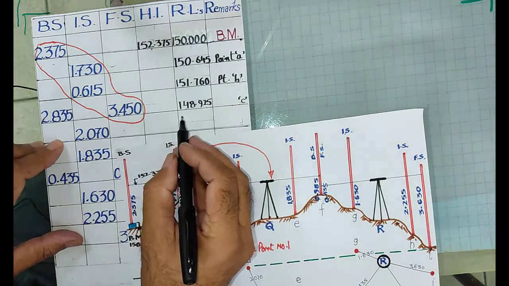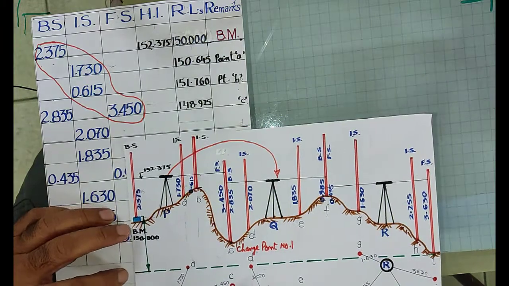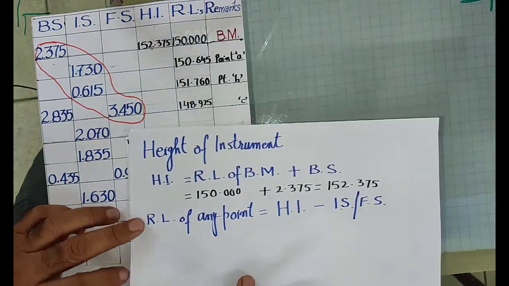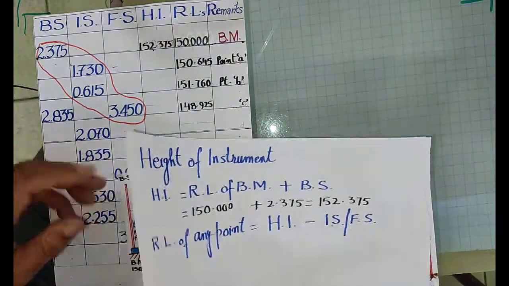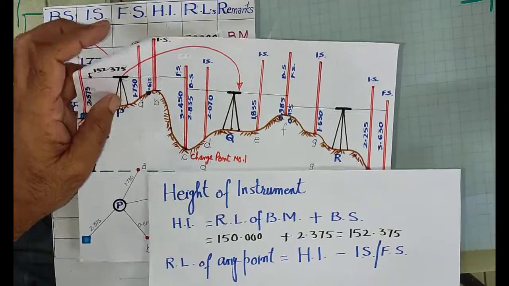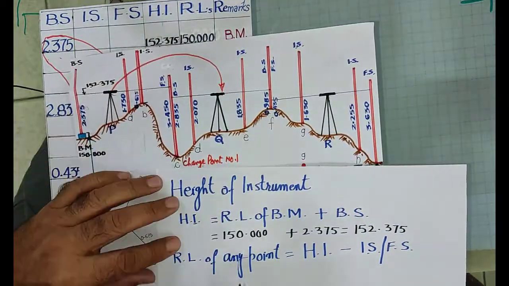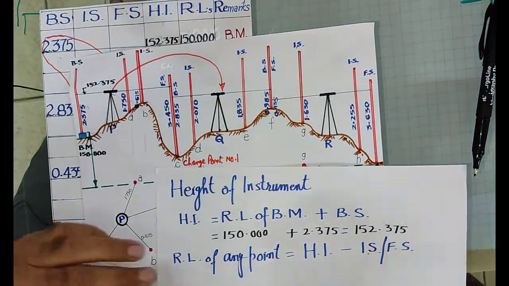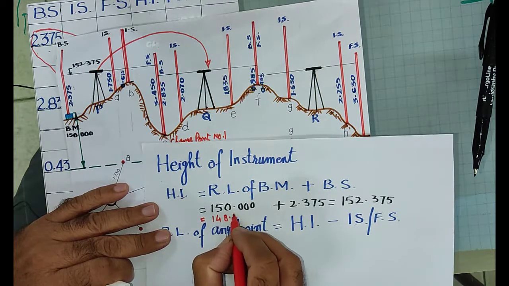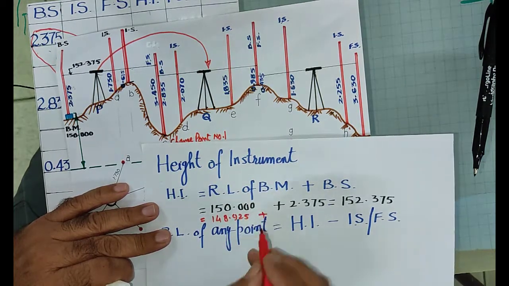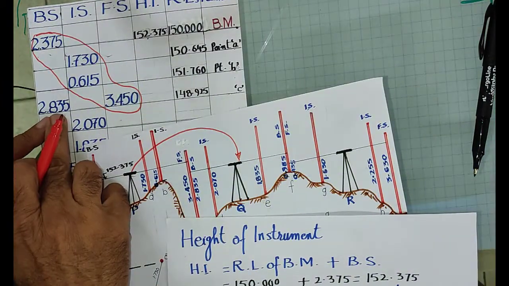Now this is your temporary benchmark. Again you have taken the backside on this, so again following this formula to calculate the height of instrument. Now you know the RL of this point C, which we have calculated as 148.925. And you recorded the backside on this point, 2.835. See over the table, it is 2.835.